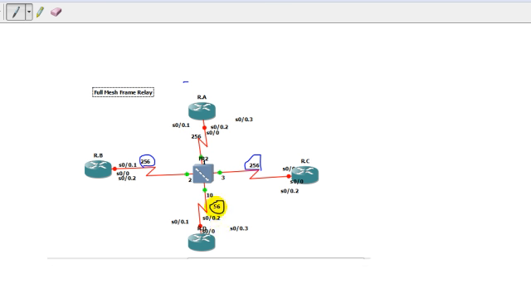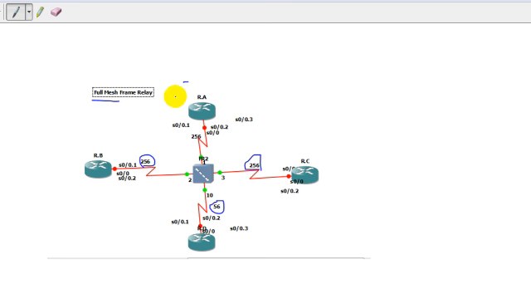In this scenario, I want to use full mesh, as I said, with multipoint between routers A, B, and C, and I have to use point-to-point between router D and the others: between C and D, B and D, and A and D. So the first is multipoint between the three routers, and I want to use point-to-point between router D and the other routers. So how can I do this? Let me show you how this scenario will be.